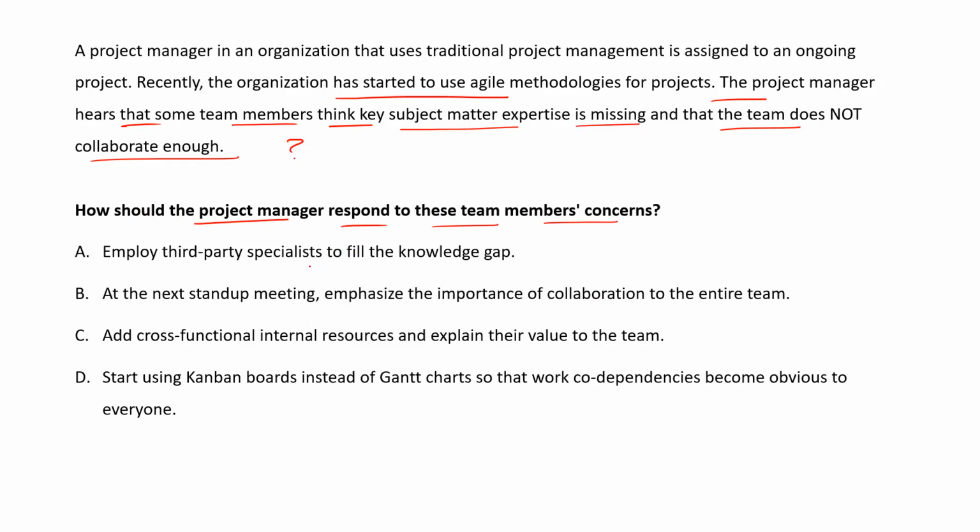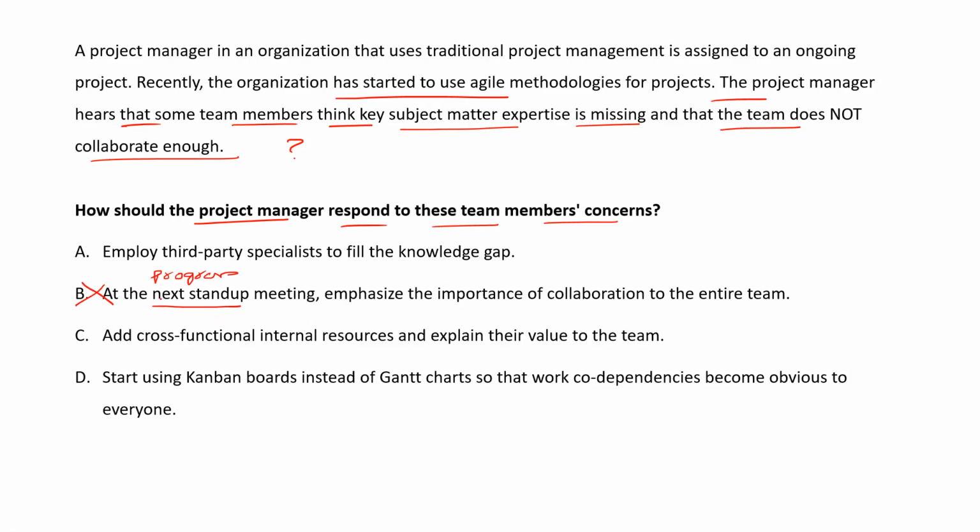Employ a third party specialist to fill the gap. At the next stand up meeting, emphasize the importance of collaboration. Add cross functional internal resources and explain their value. Or start using Kanban instead of Gantt chart so that work codependencies become obvious. In a stand up meeting, we discuss any problems. No, we discussed previously what we have done. Today we just check the progress, right? So B cannot be the answer.